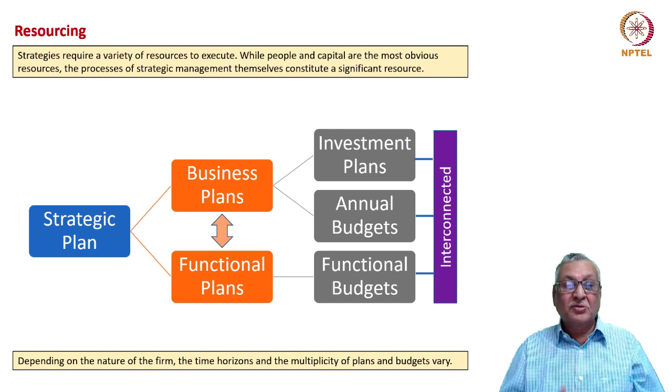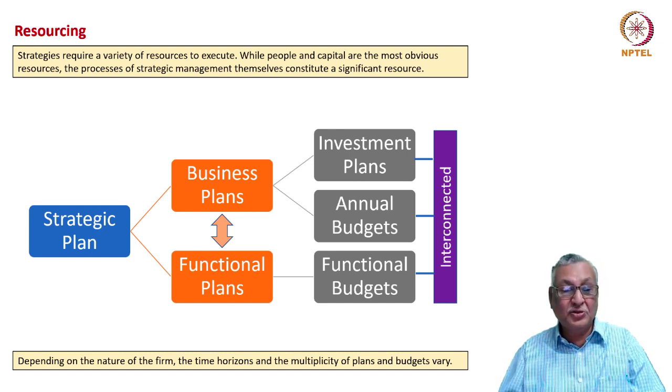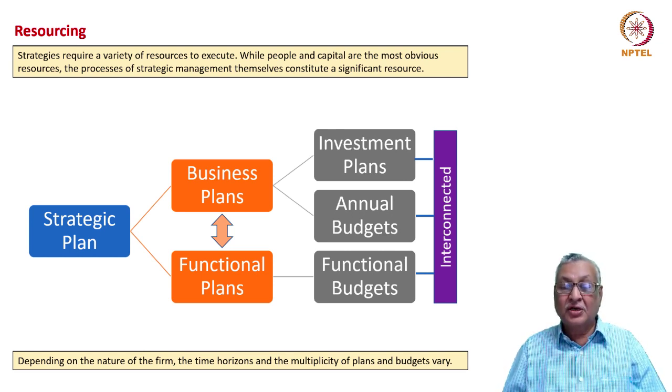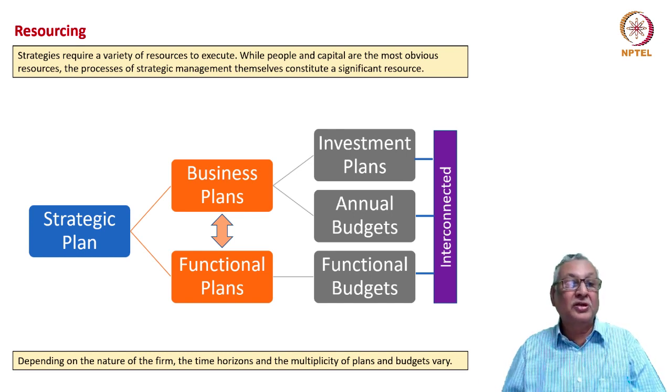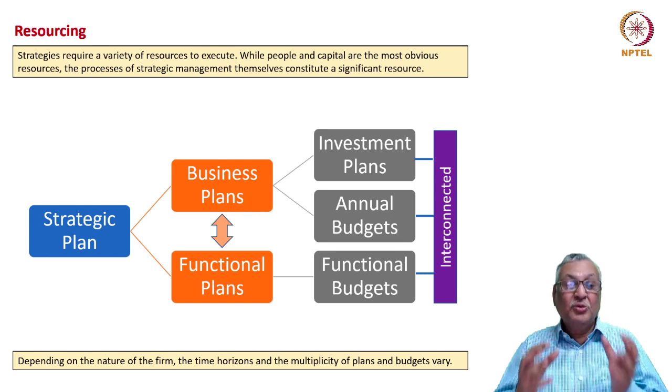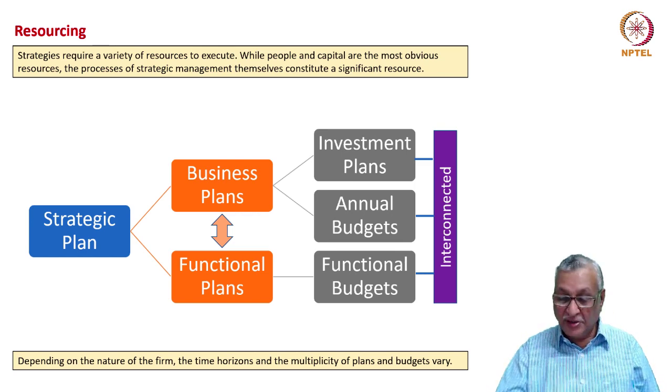A strategic plan has two aspects: business plans and functional plans. Now, these business plans and functional plans lead to investment plans, annual budgets, and functional budgets. All of these things are interconnected. The ability to synchronize all of these plans in a seamless way is a talent that resides in certain companies. That's why they plan well, they execute well, and they achieve results well. Depending upon the nature of the firm, the time horizons, and the multiplicity of actions that are taken, the plans and budgets also vary. So it is a complex task, but it should be made simple for the organization to appreciate and execute.